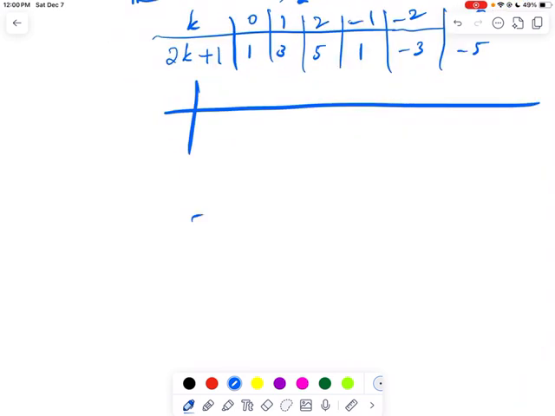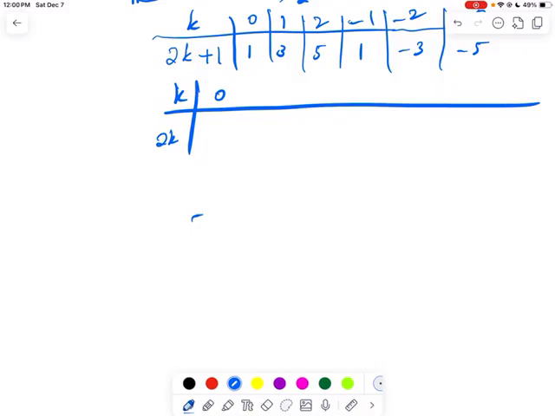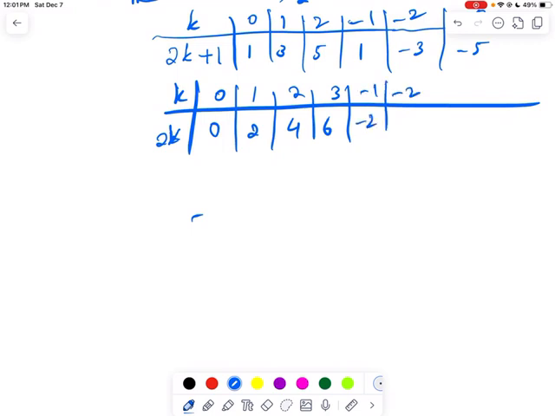So if we do the same thing with 2k, when k is 0, the value will be 0. Because I said 0 we include. When k is 1, the value we plug in here, 2k, you get 2. K is 2, you get 4. K is 3, you get 6, and so on. Now if you try some negative values, negative 1, negative 2 gives you negative 4, and so on. Negative 3 will give you negative 6. So if you look at the second row, all numbers are even.